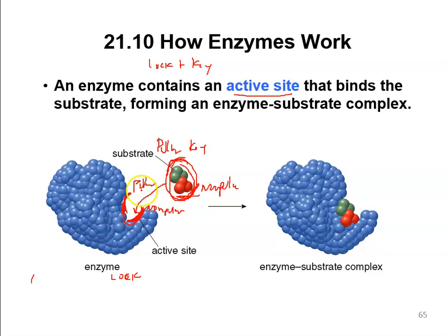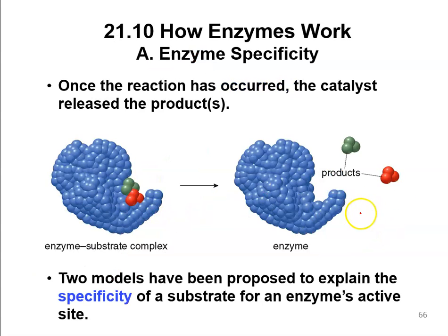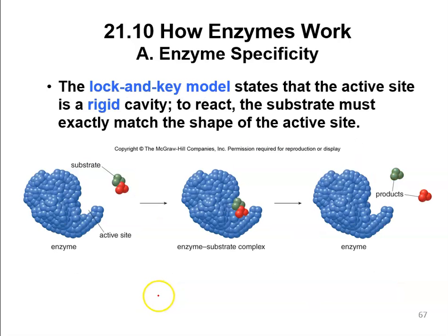Again, we're talking about the tertiary structure. We are looking more specifically at what this site actually has. Then the substrate fits inside of it, and then it does its chemistry. Once a reaction has occurred, the enzyme catalyzes it and breaks up our products. This is very specific. Two models have been proposed to explain the specificity of the substrate for an enzyme active site. Again, there's the lock and key model.